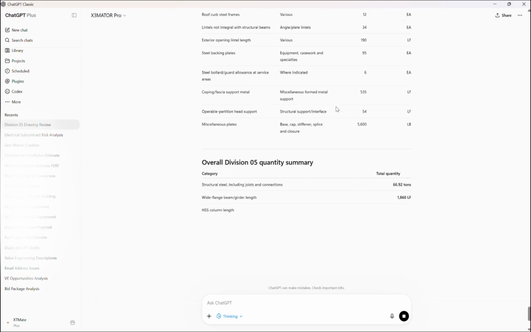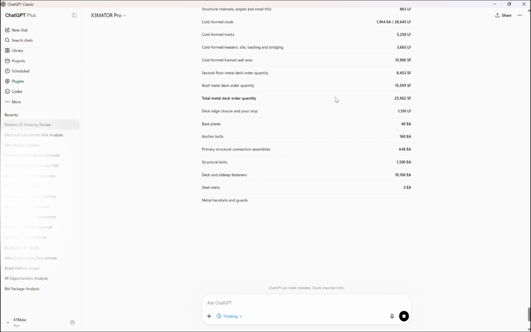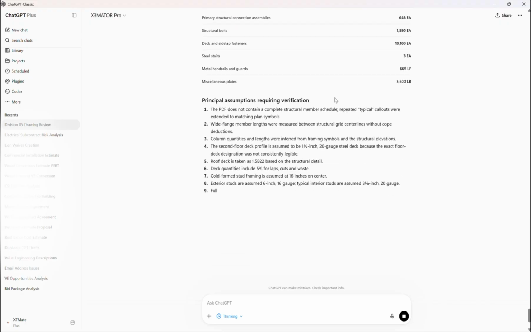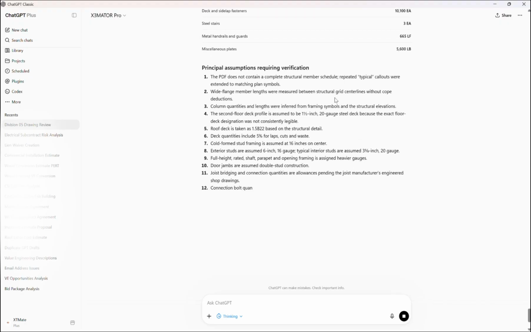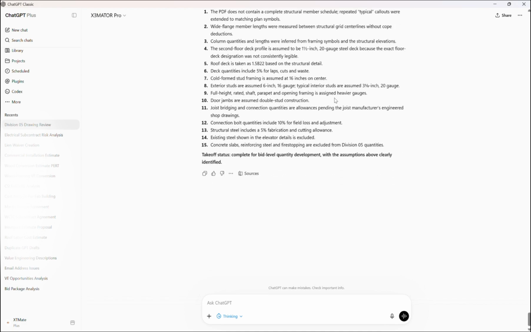Why does this matter so much? Because if the tool misreads the drawings, everything downstream is wrong. By making the review its own step, I get a checkpoint. I can scan this list against my own knowledge of the drawing set and catch a miss before it even costs me anything. That is exactly what I would demand from a human estimator before they ever touch pricing. And I demand the same thing here.